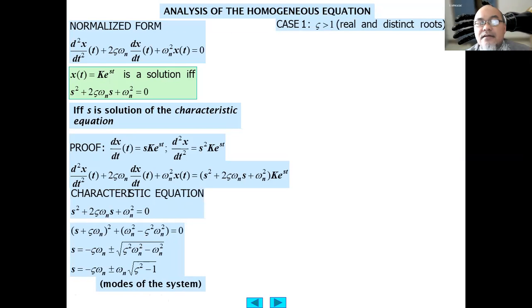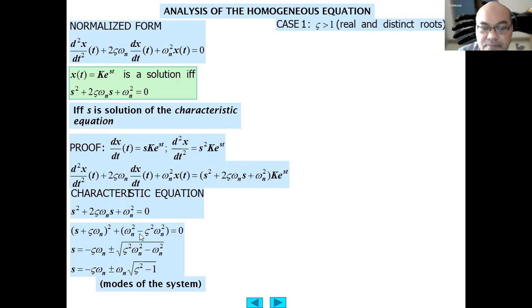Here we have obtained the characteristic equation, assuming that the solution x(t) is k, the coefficient, times exponent st. The first derivative will be sk exponent st. The second derivative is s square k exponent st. Putting it back into the normalized form equation, this equation should be 0 because this is a homogeneous equation, and the exponential cannot be 0. So the characteristic equation has to be 0.